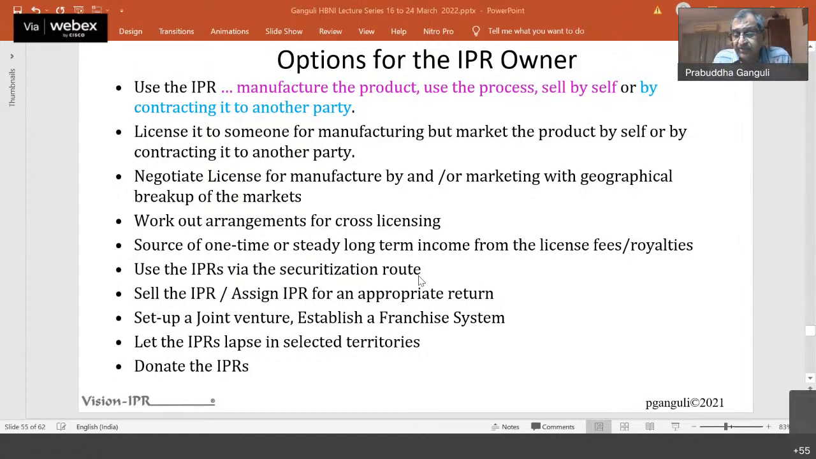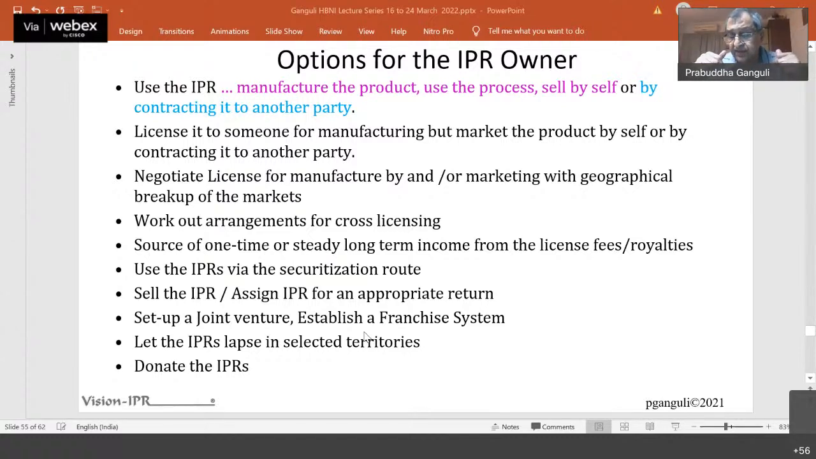Similarly, I have the intellectual property, that I have a patent or the copyright or trademark or whatever. I can sell it because it's a property. So if there's a proper value to it, it's an asset, I can sell it, okay, by doing that. And that's called assigning or selling. Also, what we can do, we can set up joint ventures. We can set up franchise systems. So we can do a whole bunch of things with it.